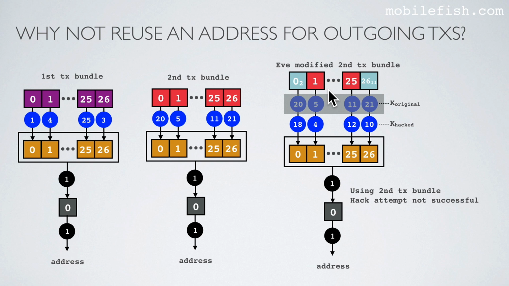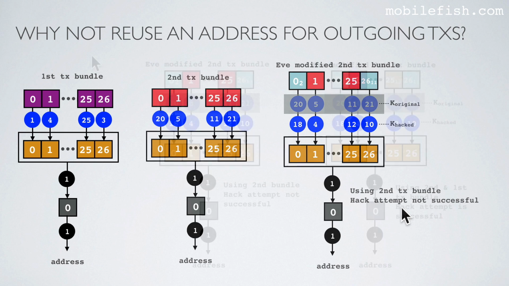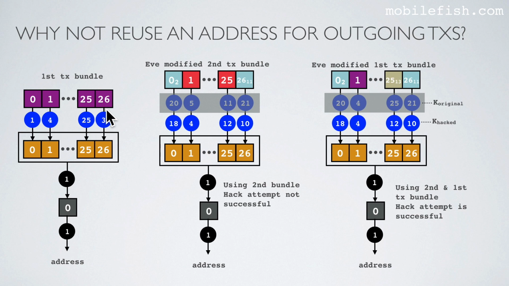However, Eve cannot successfully change this segment and this segment. So by using this second transaction bundle, Eve is not successful in her hack attempt. However, there is still another transaction bundle available. So this was her first hack attempt. She only needs to focus on this segment and this segment using this transaction bundle.